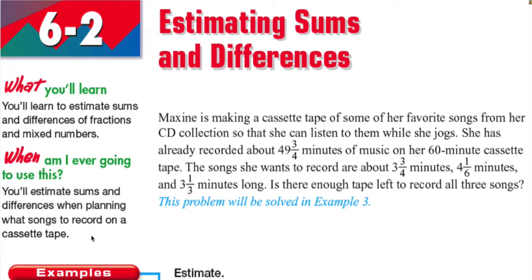That's awful. Okay, Maxine is making a CD of some of her favorite songs from her favorite CD collection, so that she can listen to them while she jogs. Okay, who jogs with a cassette tape anymore? She has already recorded about 49 and 3/4 minutes of music on her 60-minute CD. Okay, let me change this. CD. There you go.